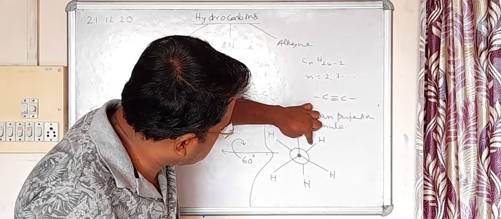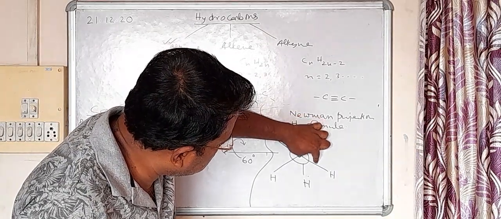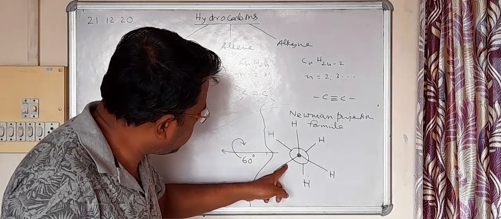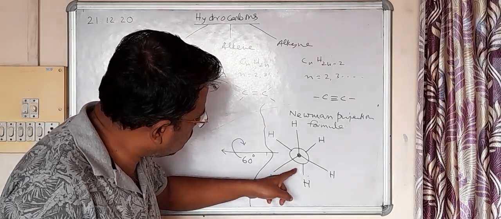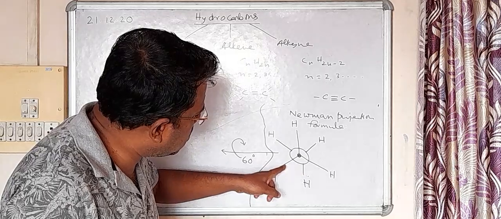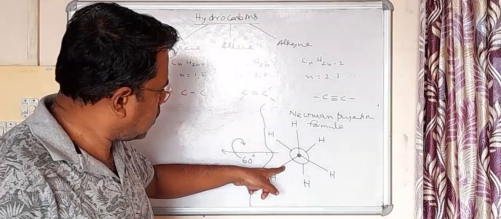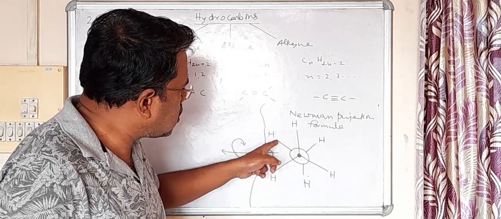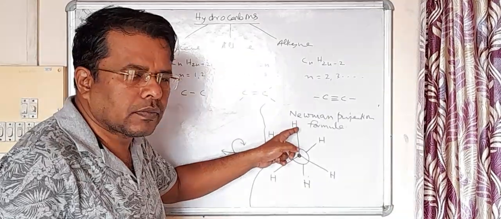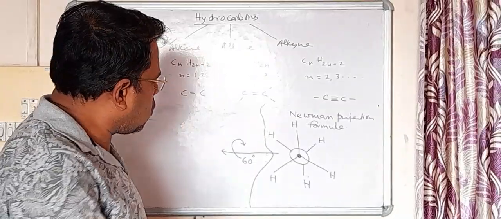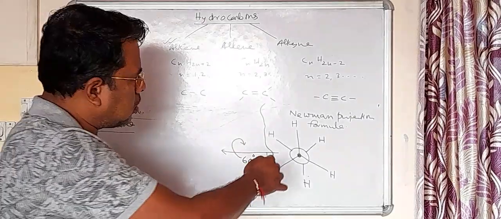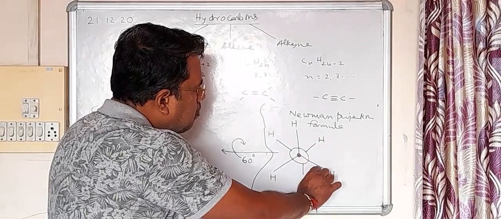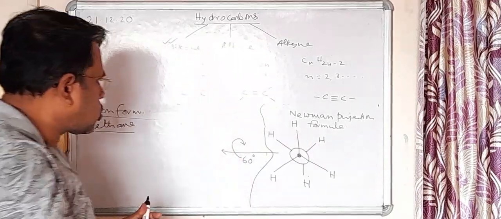Then this hydrogen will come here, actually this hydrogen will be below this hydrogen. Similarly, this hydrogen will come here, meaning it will be below that hydrogen. So due to the 60 degree rotation, this hydrogen will come below it. So that I am now showing.